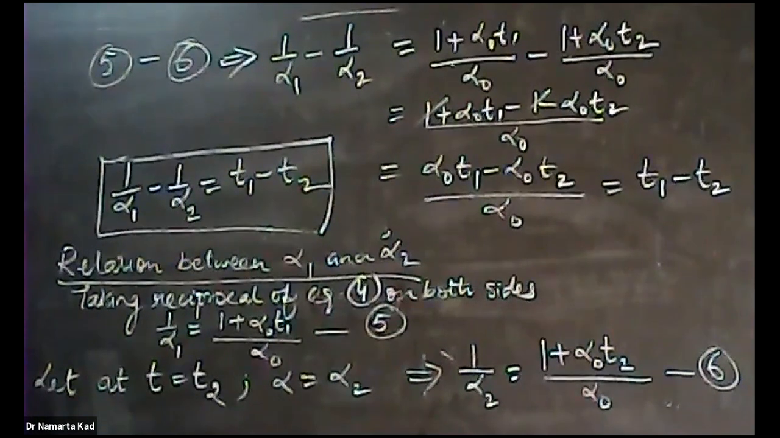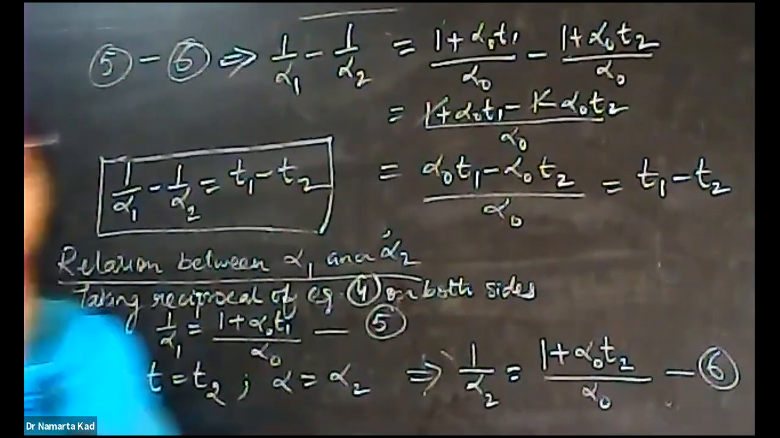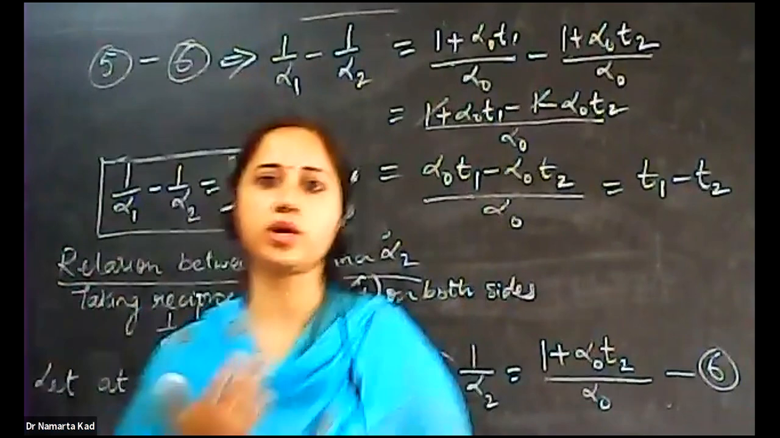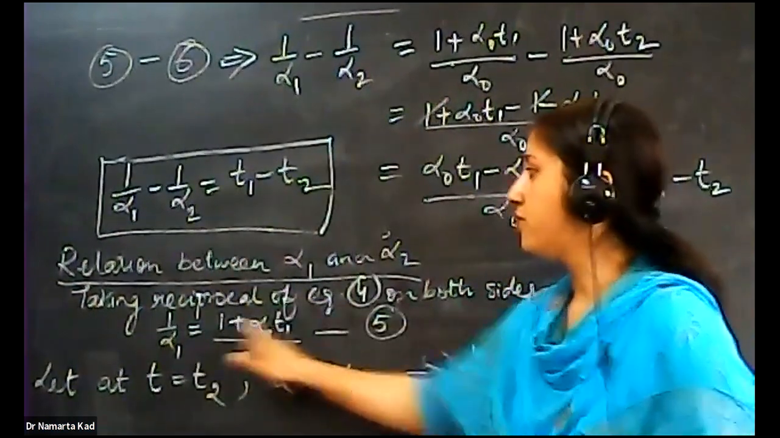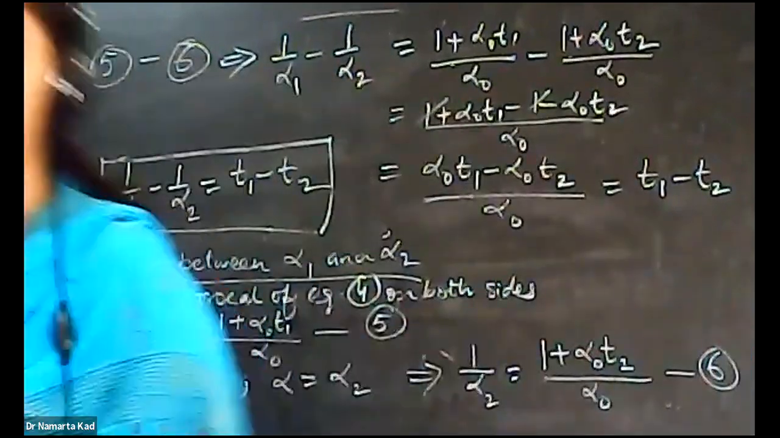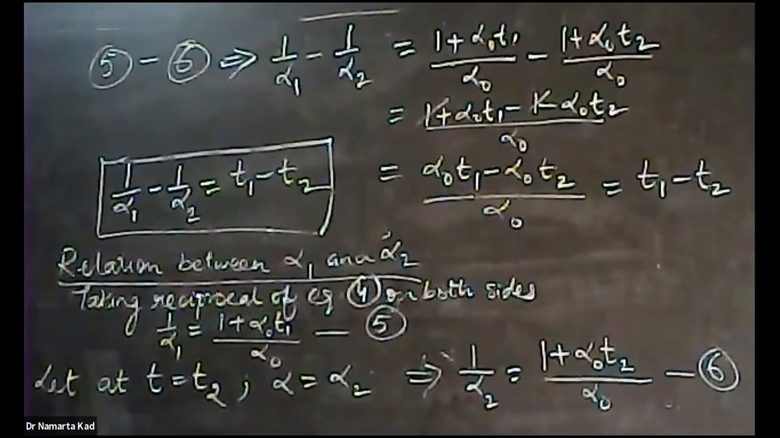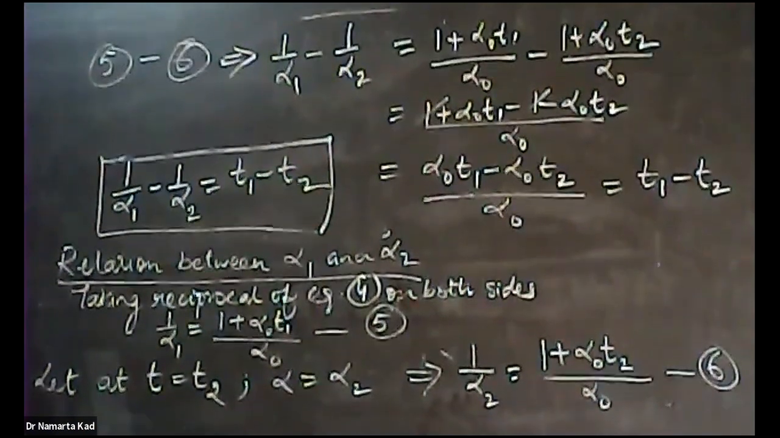Okay, so these two derivations are very important derivations. One is to get the relation between alpha 1 and alpha 2, and the other one is to get the relation between alpha naught and alpha. So these are the two derivations that are related to the temperature coefficient of resistance, or the variation of resistance with temperature.